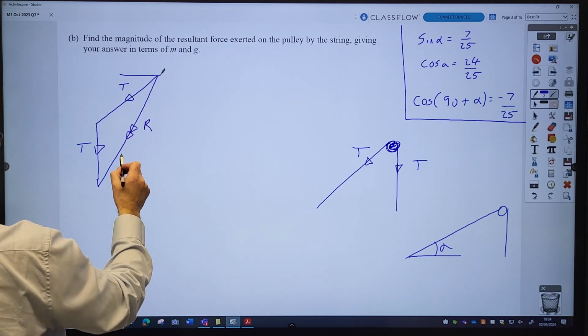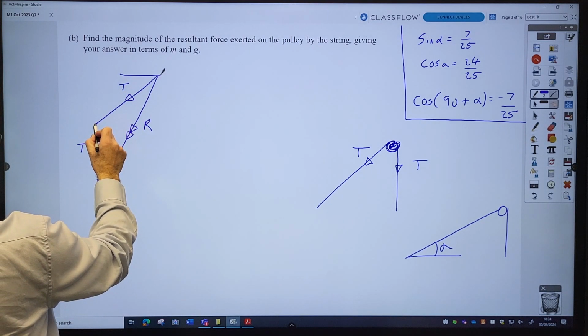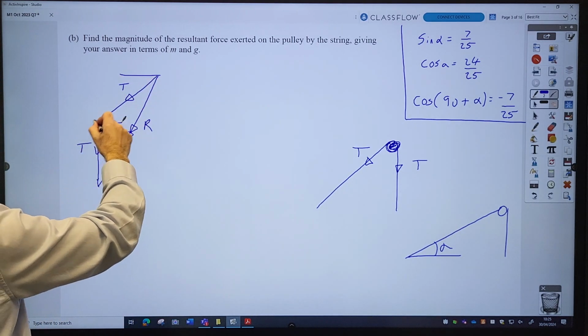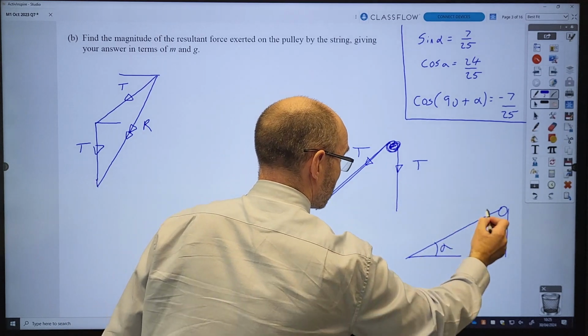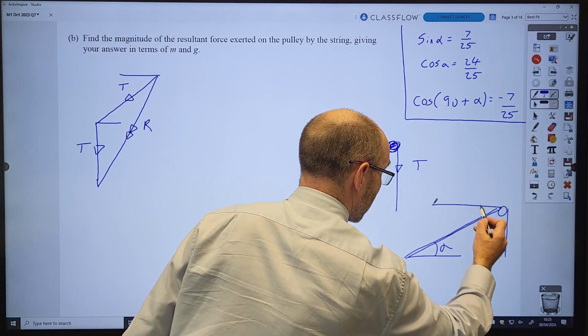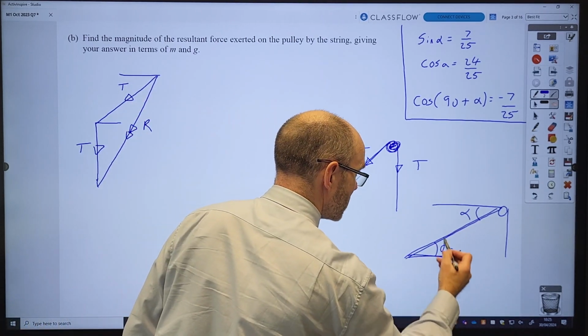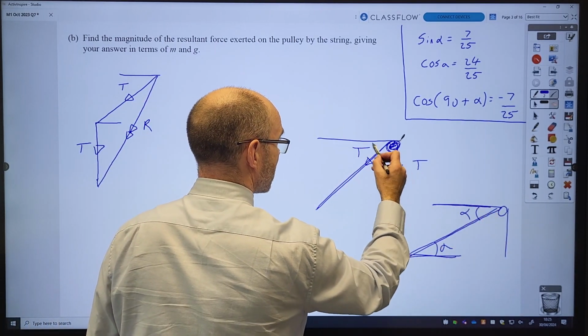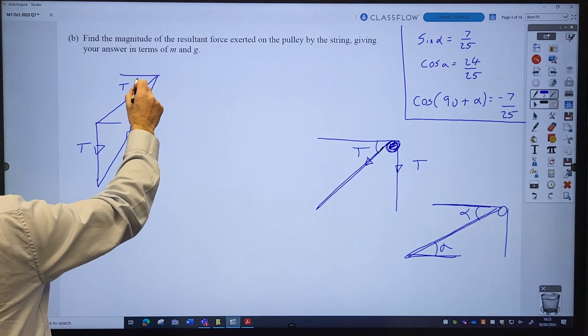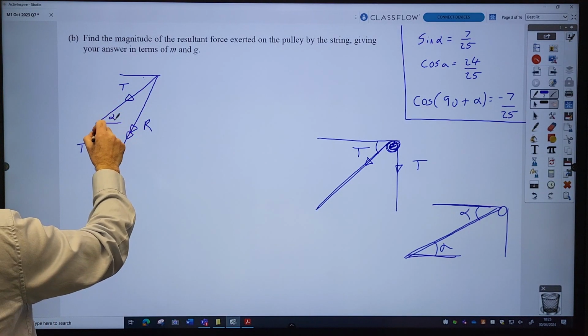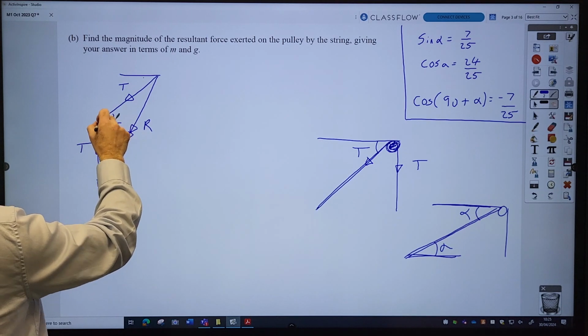So if we look here, because that is basically the inclined plane bit, you can say that that angle there is alpha because of alternate angles using parallel lines. That's a horizontal line, horizontal line. So that angle there is alpha, and that angle there is also alpha. That angle is 90. So all of that is 90 plus alpha.